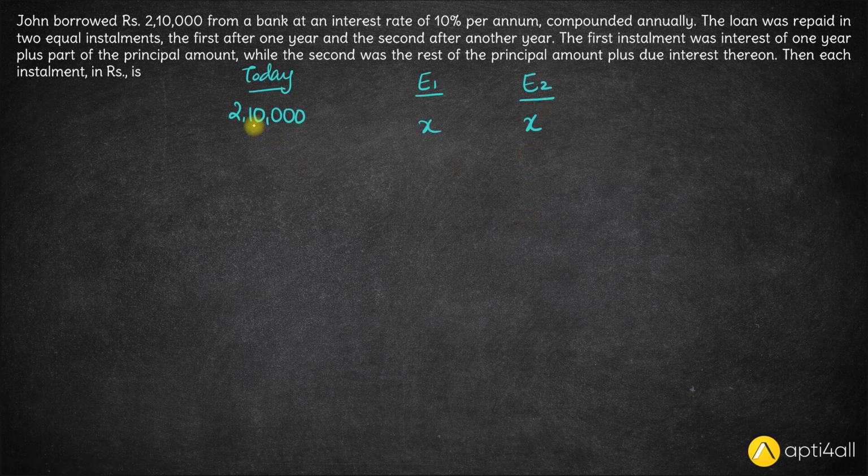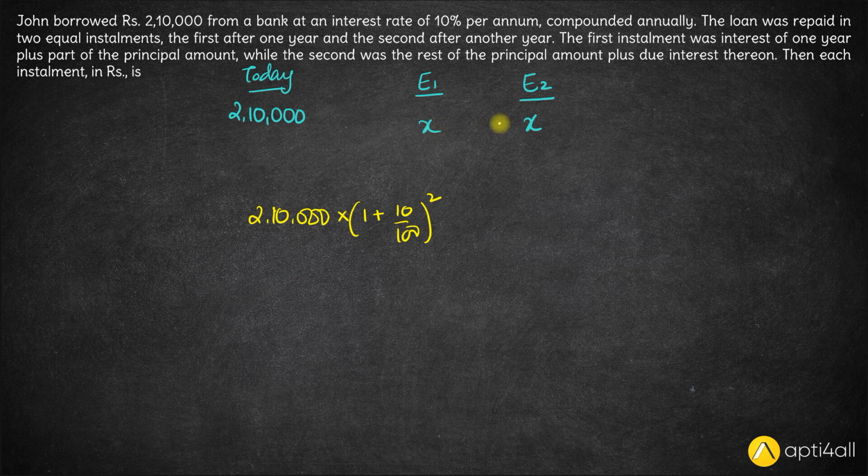So the value of this 2,10,000 at the end of 2 years will be 2,10,000 into (1 plus R by 100) whole square. Since we are using compounding, the value at the end of 2 years will be (1 plus 10 by 100) whole square. This is the amount borrowed.